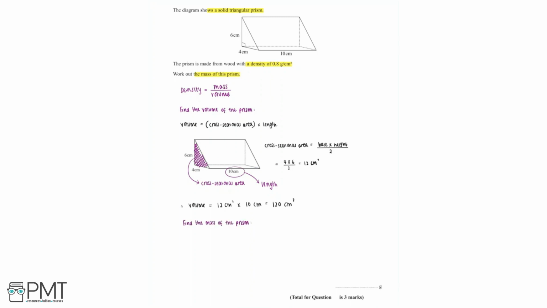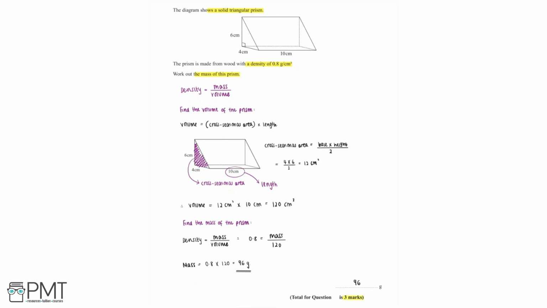We know that density is equal to mass over volume, and so substituting in what we already know, we can say that 0.8 is equal to the mass divided by 120. To find the mass, we'll multiply both sides by 120, and we'll say that the mass is equal to 0.8 multiplied by 120, which is equal to 96 grams. And so we've correctly worked out that the mass of this prism is equal to 96 grams.